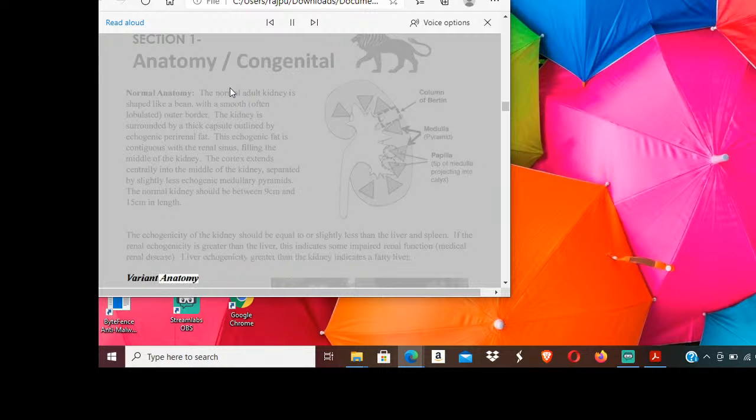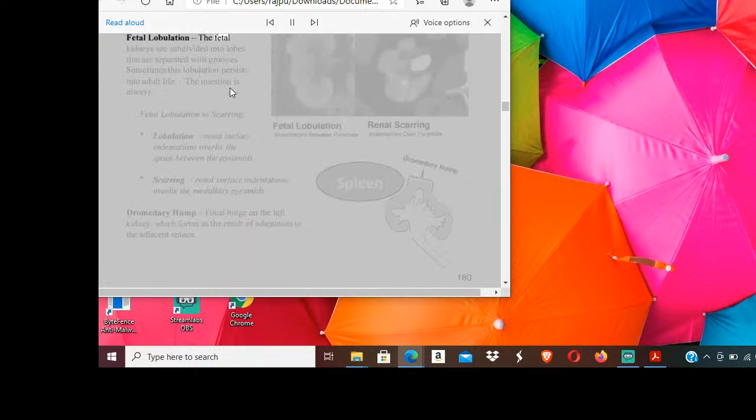Variant anatomy. Fetal lobulation. The fetal kidneys are subdivided into lobes that are separated with grooves. Sometimes this lobulation persists into adult life. The question is always: fetal lobulation versus scarring. Fetal lobulation: renal surface indentations overlie the space between the pyramids. Indentations between pyramids. Indentations over pyramids.